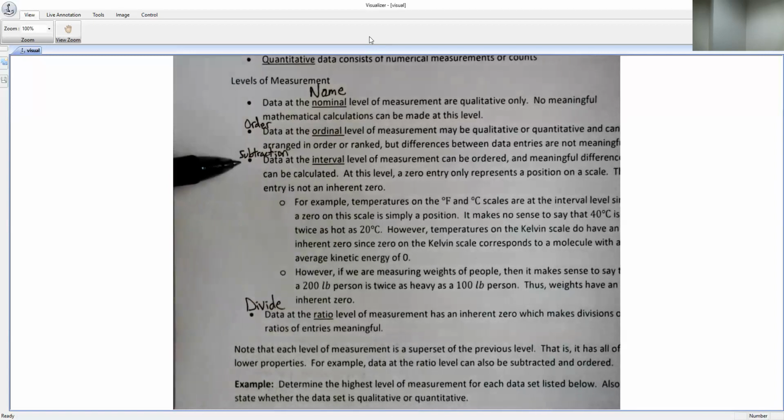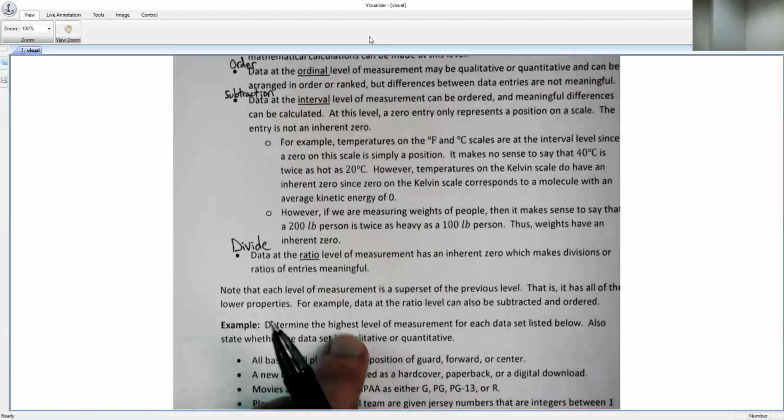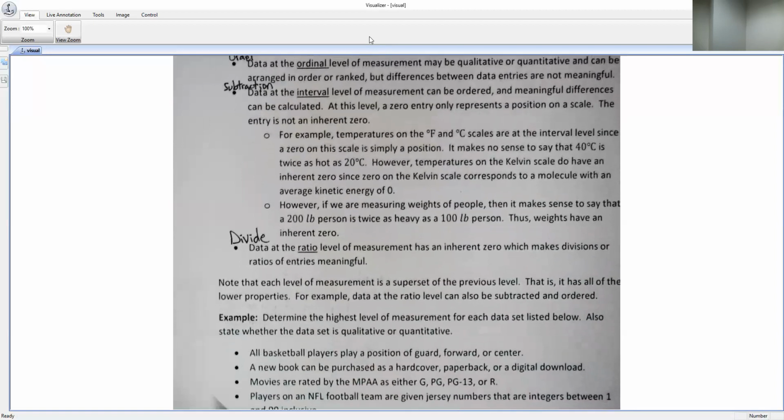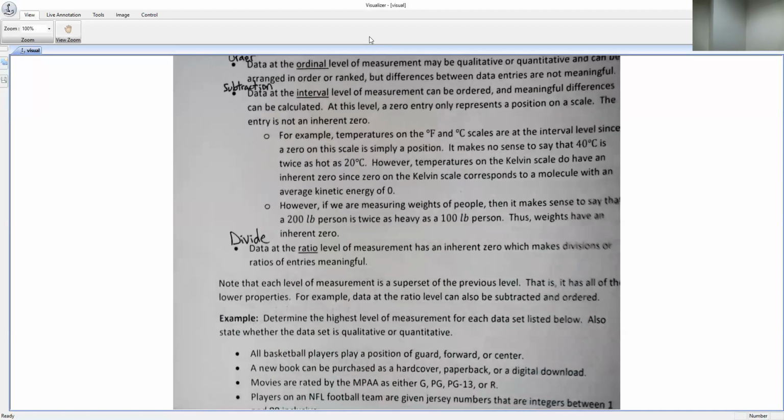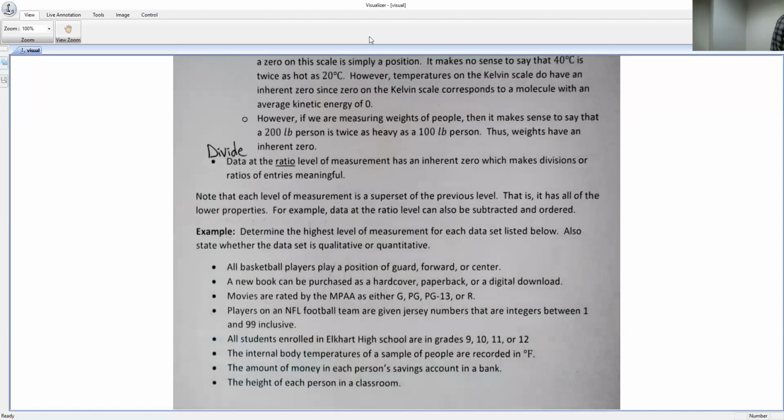If we're at the interval level, then we're at the ordinal and nominal level as well. If we're at the ordinal level, we're also at the nominal level. So if we're at some level, we're at all the levels below it included. So for that reason, we normally just give the highest level of measurement. What's the highest level we could achieve for each data set? And then it's implied that we could measure below that. Okay, and then also let's state quantitative or qualitative.